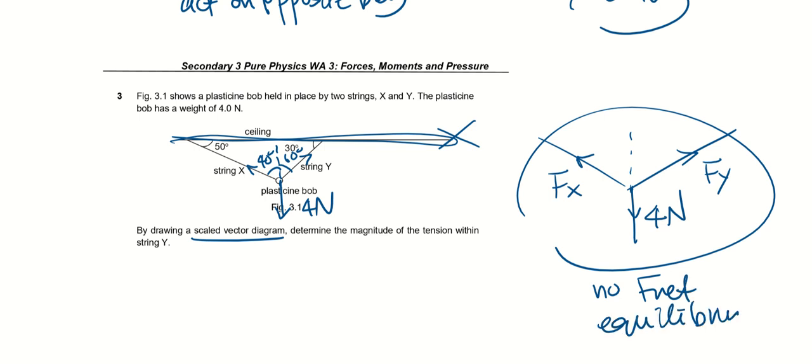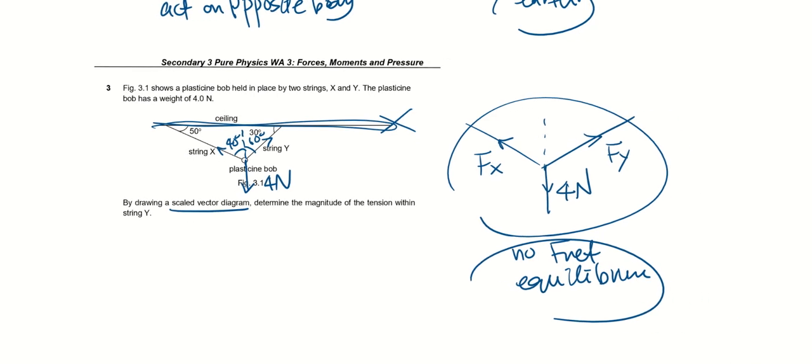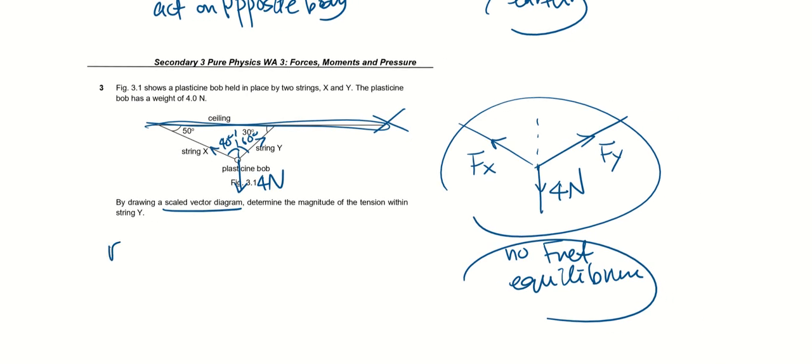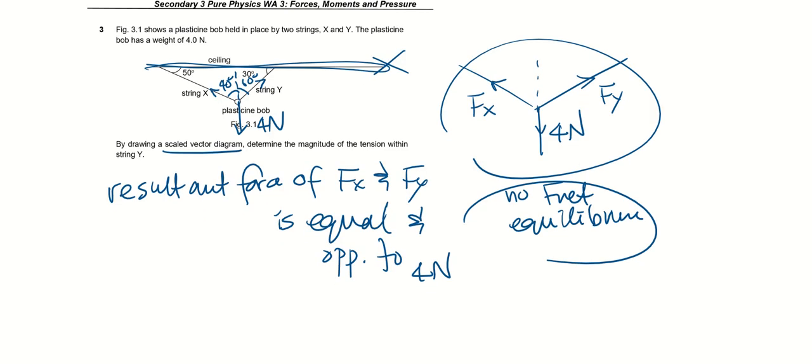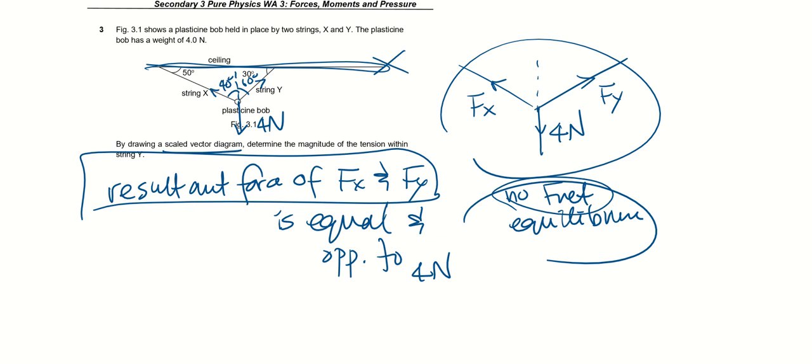Okay, so this is a question of no F net, right? That means the resultant force of Fx and Fy is equal and opposite to 4 Newton. Okay, the resultant force of Fx and Fy. So please don't be confused when I say there's no F net in the whole system. When I say there's no F net, it means Fx versus 4 Newton and Fy, their resultant is 0.